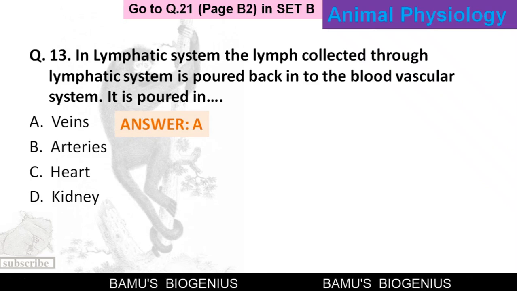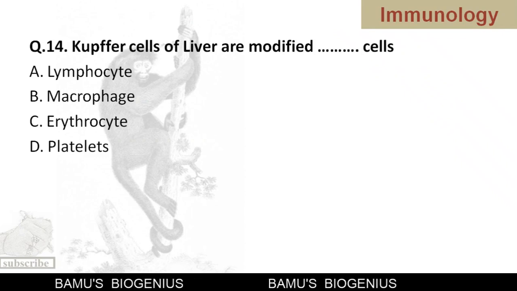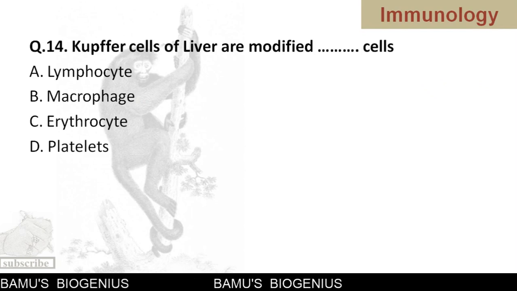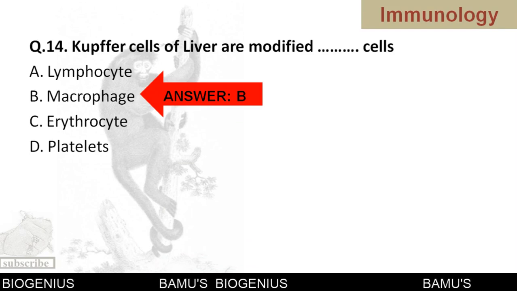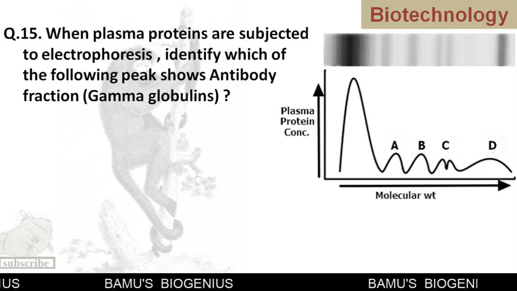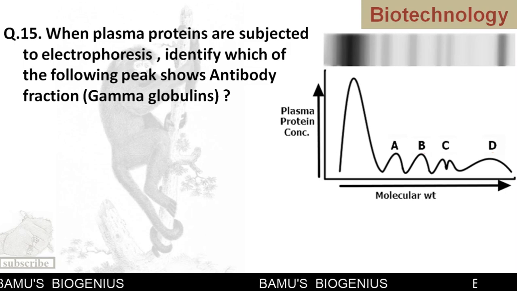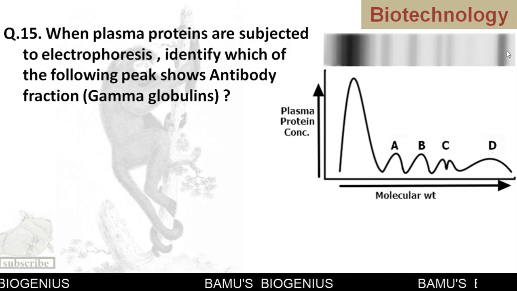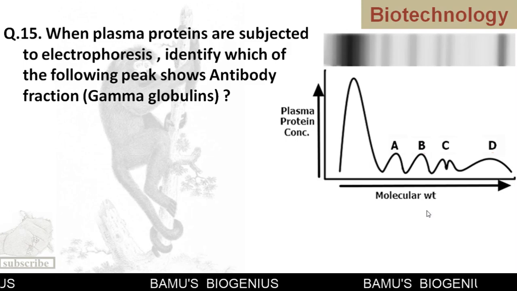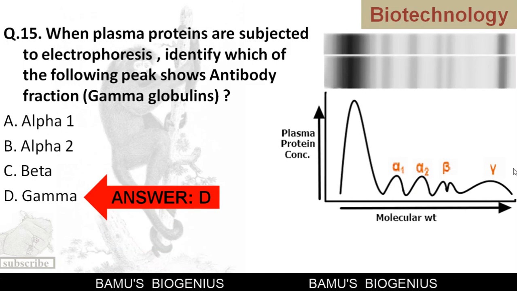So the question number 14, Kupffer cells of liver are modified: dendritic cells, lymphocyte, macrophage, erythrocyte, or platelets. So we all know that this is macrophage, answer B. Then question number 15, when plasma proteins are subjected to electrophoresis, identify which of the following peak shows antibody fraction. Gamma globulins. So you can see here, these are the peak that we observed when we see these plasma proteins against their molecular weight. Answer here is D, that is gamma globulin. So you will find this portion is of the gamma globulins.